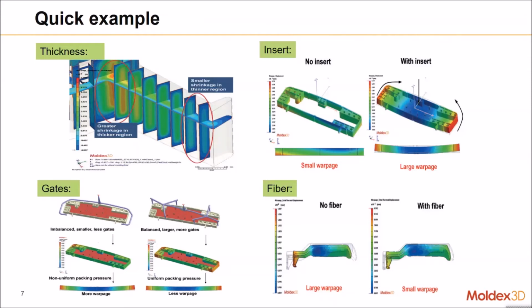And also, if you want to have a very balanced packing efficiency, you have to make sure you have an adequate gate size and gate numbers. And the last one is the fiber. If the material is without fiber, in this picture we can see it shows a larger warpage. However, if our material has fiber, it shows a small warpage because fiber is an inorganic material and it can help us to resist the warpage.